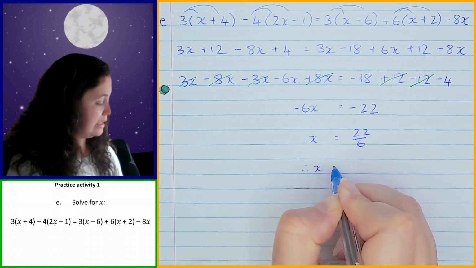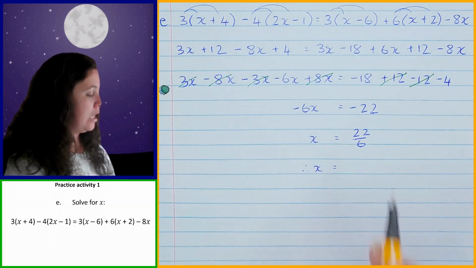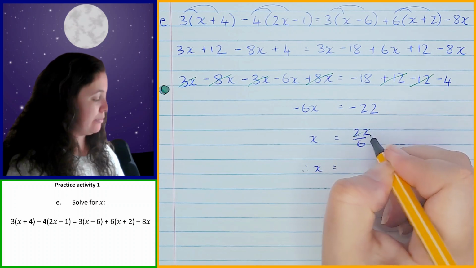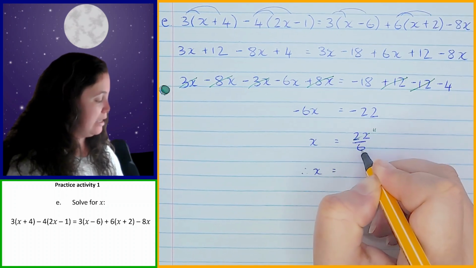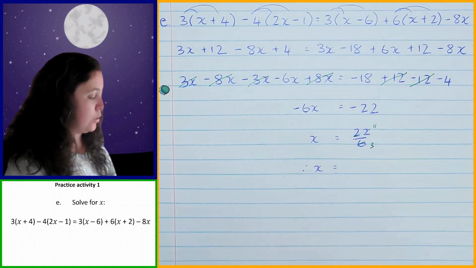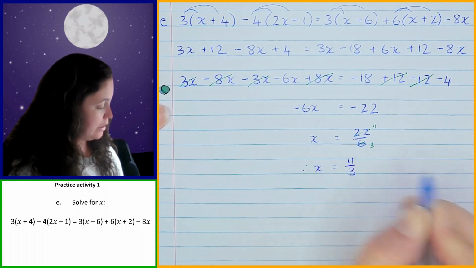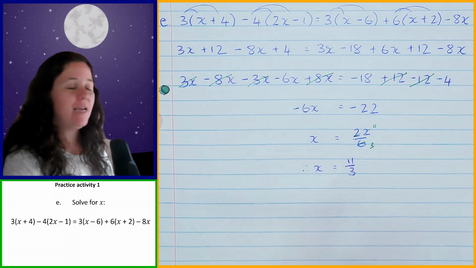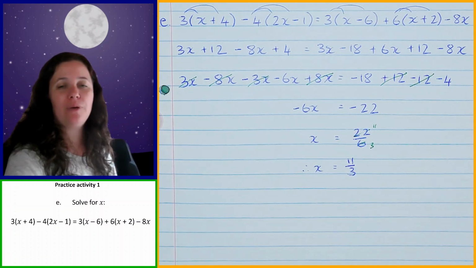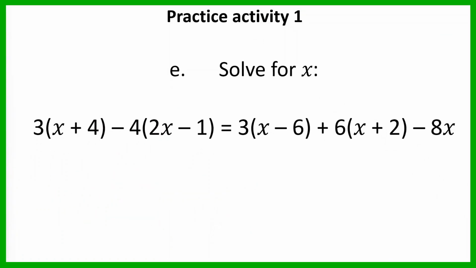So therefore x is equal to 22 over 6. I can simplify that by dividing by 2, and that gives me 11. Divide that by 2, and it gives me 3. So I get 11 over 3. So that's what we should have got for question E, that x is equal to 11 over 3. Okay, let's go on to the next one.